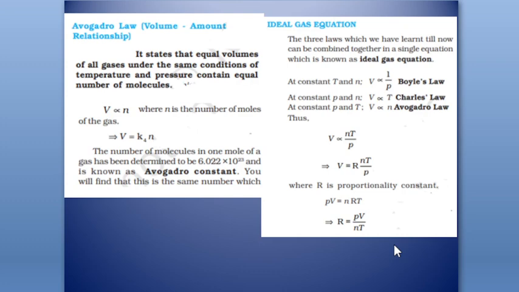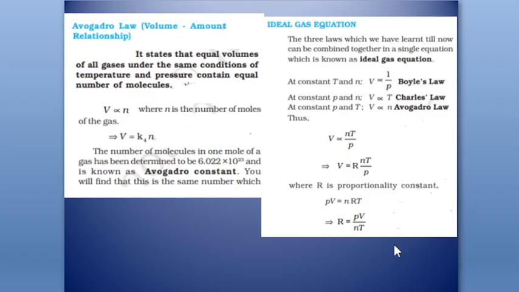Avogadro's law of volume and amount. Avogadro's law states that V is proportional to n, so V is equal to K4 into n. The number of molecules in 1 mole of gas has been determined to be 6.022 into 10 to the power 23 and is known as Avogadro's constant.